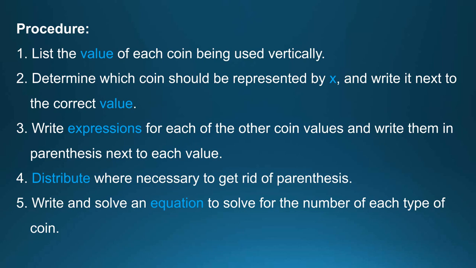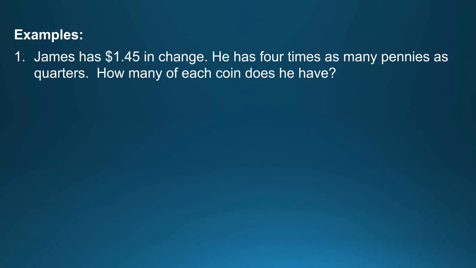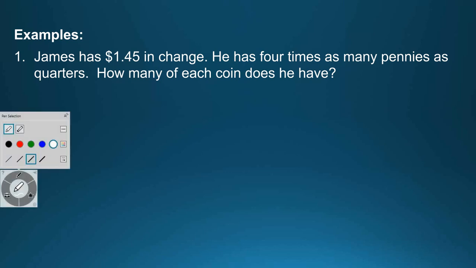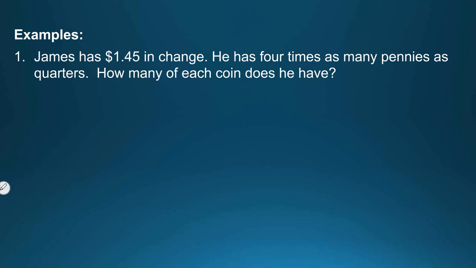Okay, so that might sound a little tricky, but I promise you when we get started, you'll understand what I'm expecting you to do. All right, so here's our first example. Make sure you're following along and getting everything that I'm doing on the board. So we have James has $1.45 in change. He has 4 times as many pennies as quarters. How many of each coin does he have?